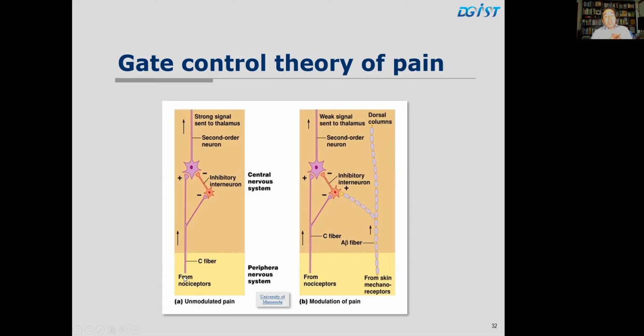And that's the second pain, the C fibers that we described in the unmodulated case. If we can stimulate the A beta fibers through transcranial electric nerve stimulation, and those actually stimulate the inhibitory interneurons, so they inhibit, this is the gate that we talk about in gate control theory, then instead of a strong signal sent to the thalamus, which is a region of the brain that is a relay for pain fibers, we send a weak signal to the thalamus, and that weak signal means less pain.